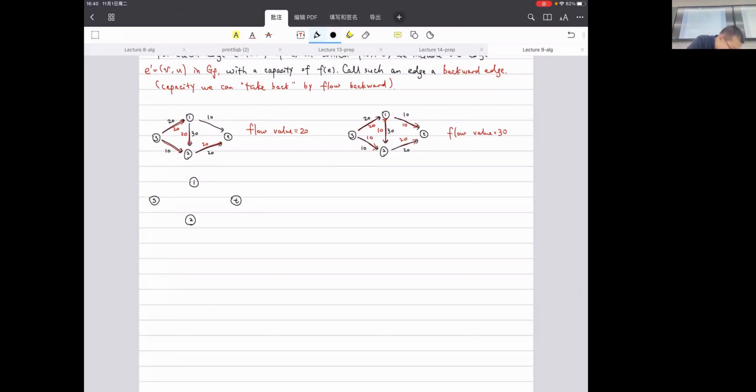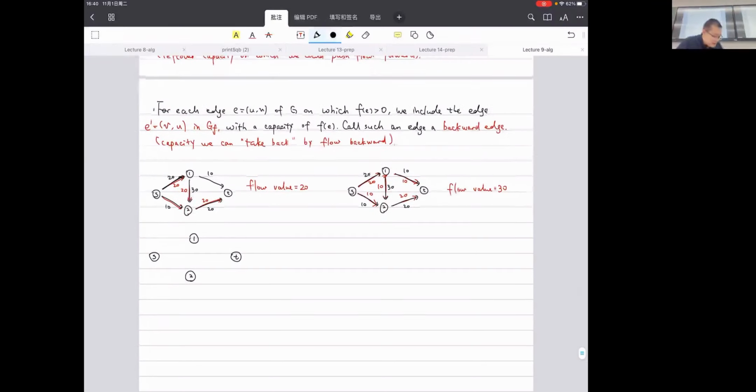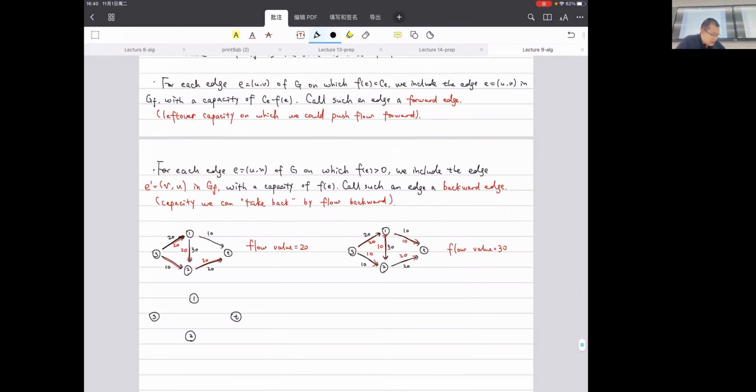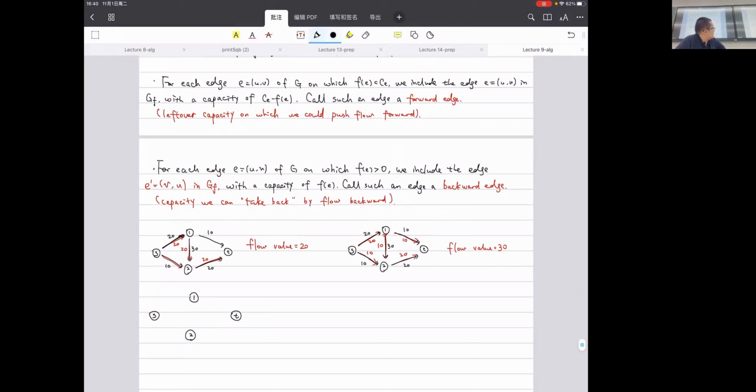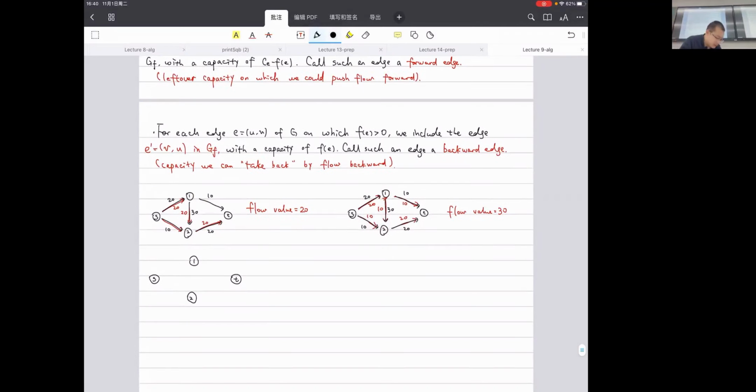Let's see, for instance, this edge. For this edge, we ran out of the capacity. The original capacity is 20, and the f value is also 20. So for this edge, we are not going to have any forward edge, because we have run out of capacity. But the f(e) here is larger than 0, much larger than 0, so there is definitely a backward edge. So we can consider an edge here, and the value, as we just said, is the value of f(e). So you just put the 20 here.